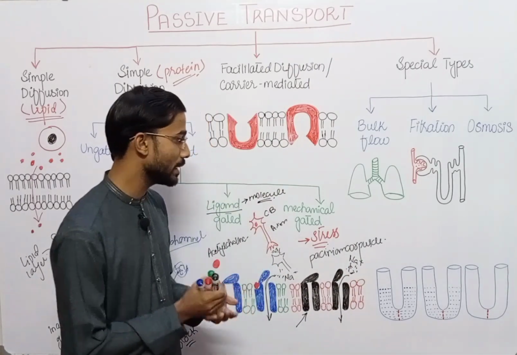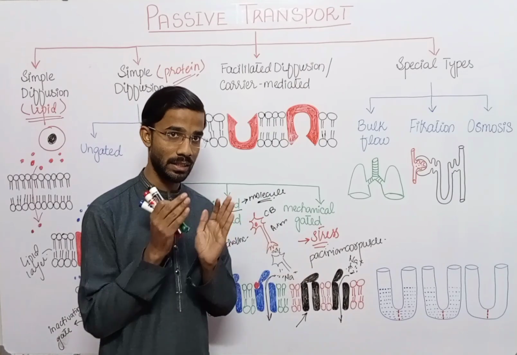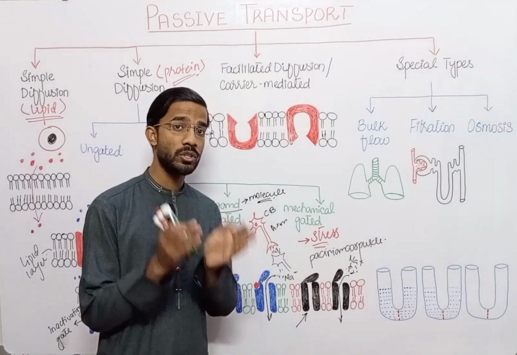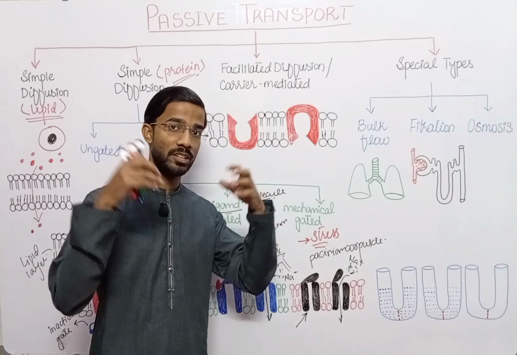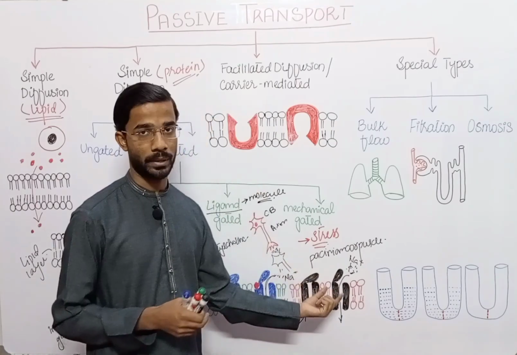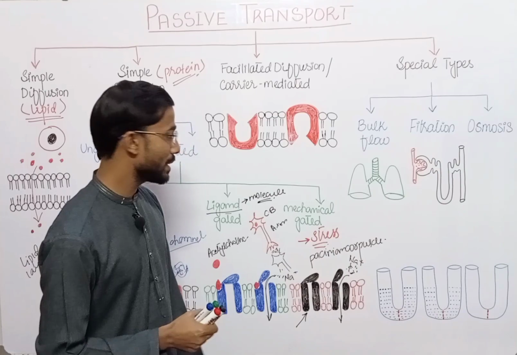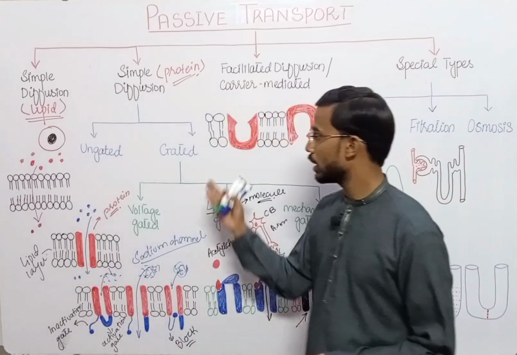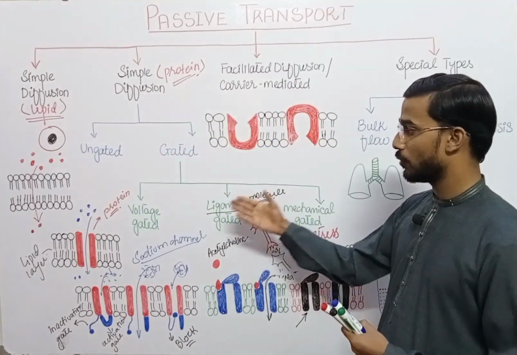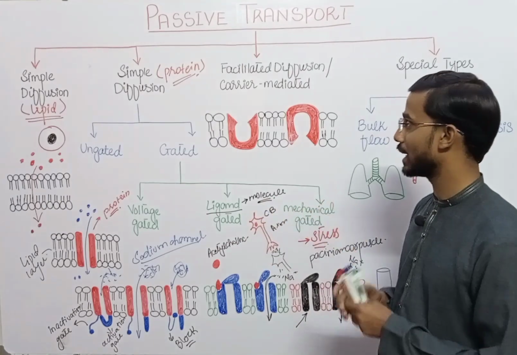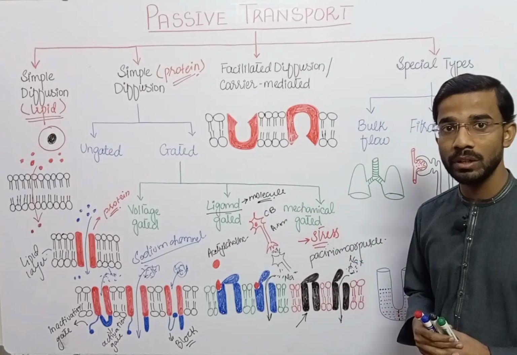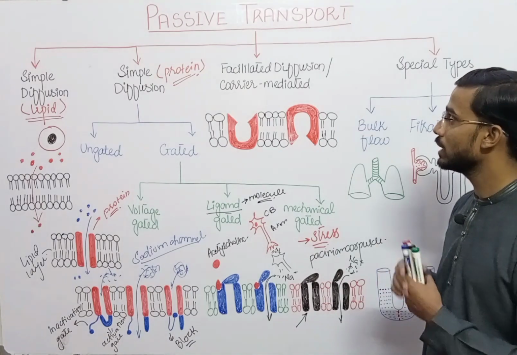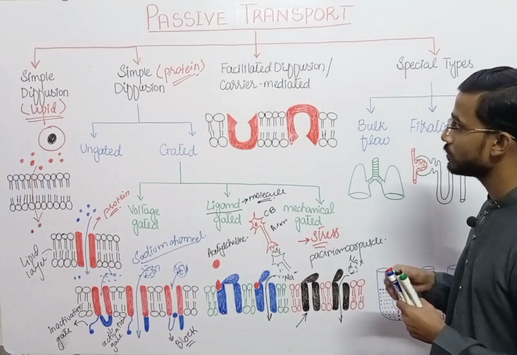So these are basically the mechanical gated channels which open only when there is stress. If we apply stress, then these gates will open. So these are basically the three types of gated channels: voltage gated, ligand gated, and mechanical gated. Next, we will talk about the facilitated diffusion, or you can say carrier mediated diffusion.